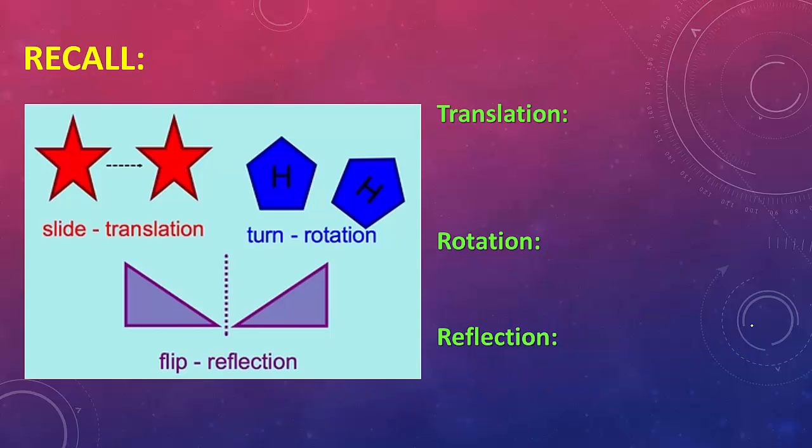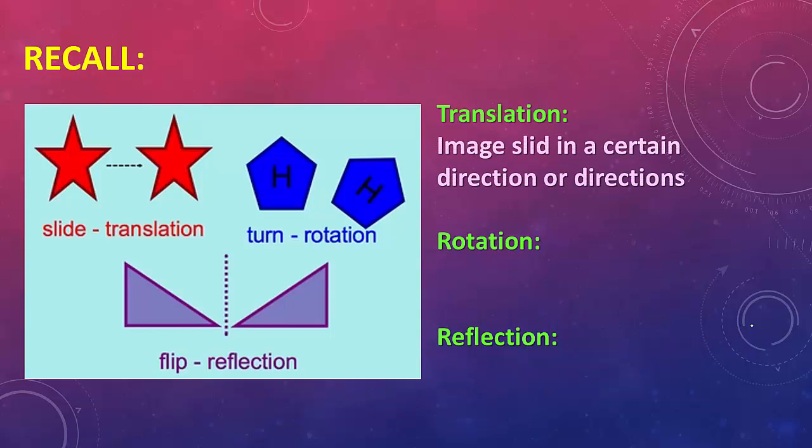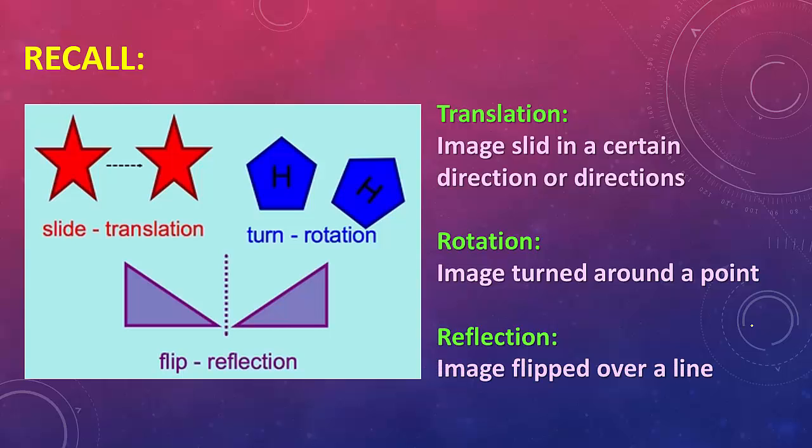All right, so now just remember, a translation is an image that is slid in a certain direction or directions. So it can go left or right, can go up or down, or it can do both. Rotation is an image that is turned around a point, and a reflection is an image flipped over a line. That's the easiest way to put it.